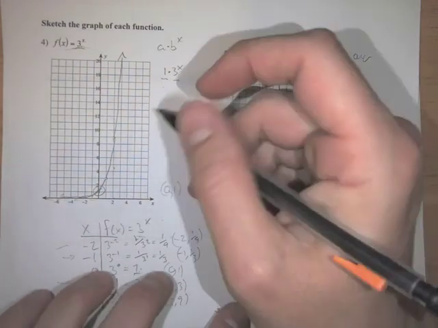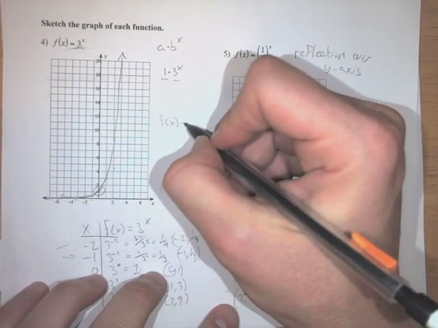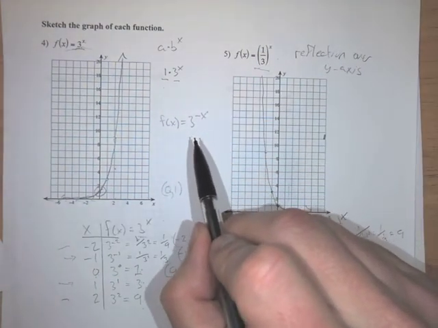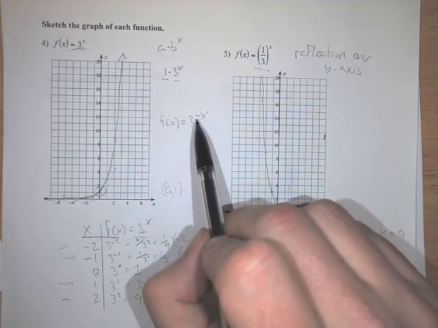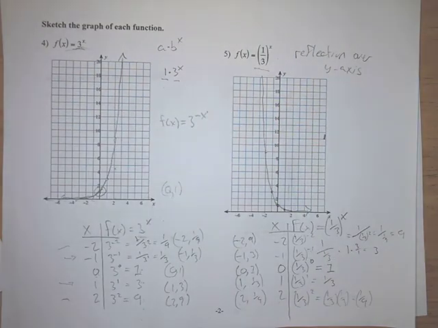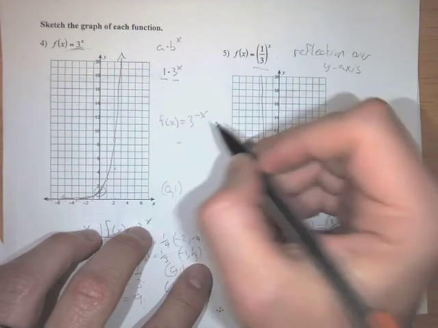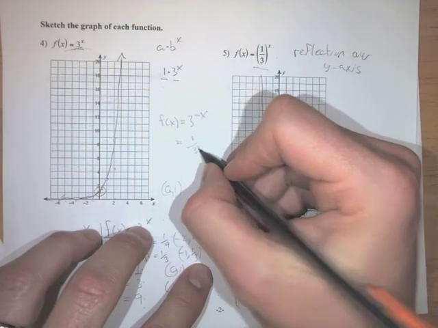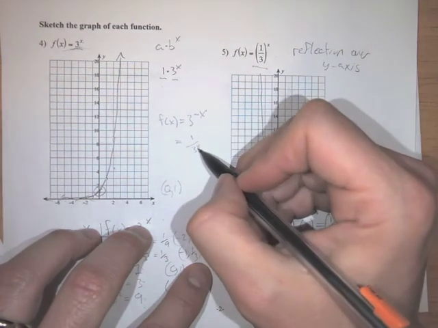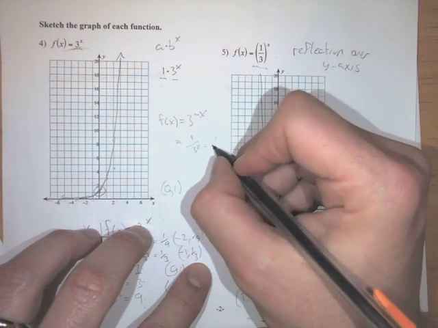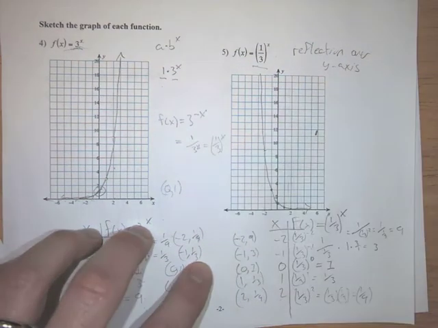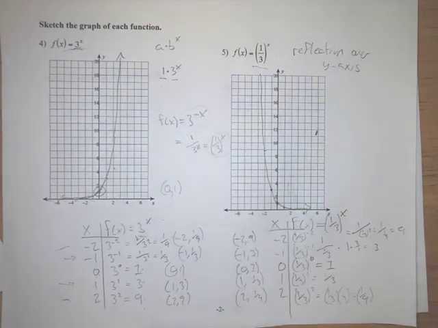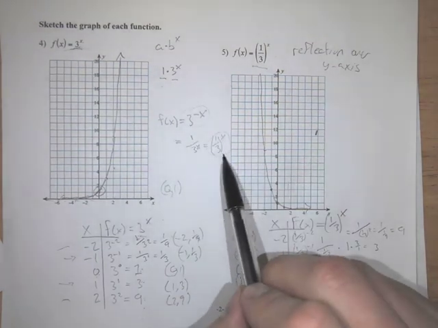Another way to write a reflection over the y-axis is to take your original function and make the exponent negative, right? So if I took this guy and I put a negative inside with x, that's going to flip it over the y-axis. If we rewrote this, 3 to the negative x, just like we talked about here, this is going to be 1 over 3 to the x. Move that guy downstairs and make the exponent positive. That's the same thing as 1 over 3 to the x power. So you can see that this and this are exactly the same, which is why this is a reflection over the y-axis.